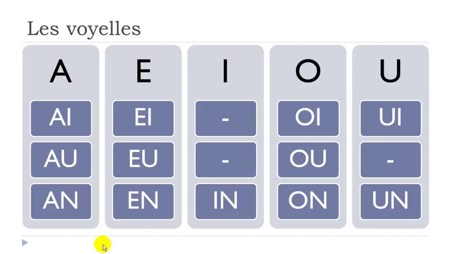All right, so let's see them one more time. A, E, O, en. E, E, E, en. I, un. O, wa, ou, on. U, ui, un.